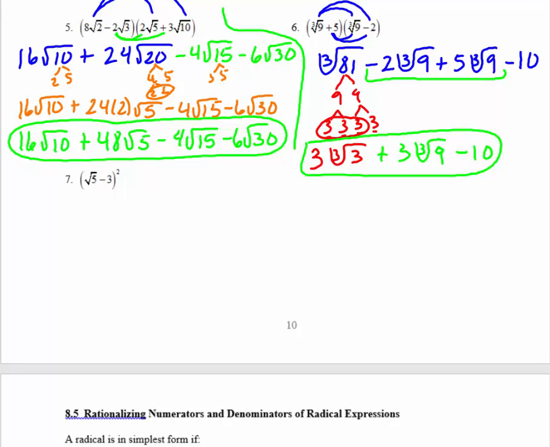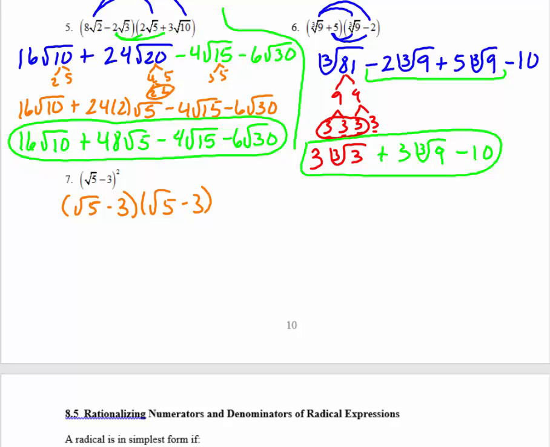So number 7, we end up with the square root of 5 minus 3 quantity squared. Remember, we can't square pieces because of the minus sign. So what do we have to do? We have to write the binomial twice and FOIL it out. So it's going to be the square root of 5 minus 3 times the square root of 5 minus 3.